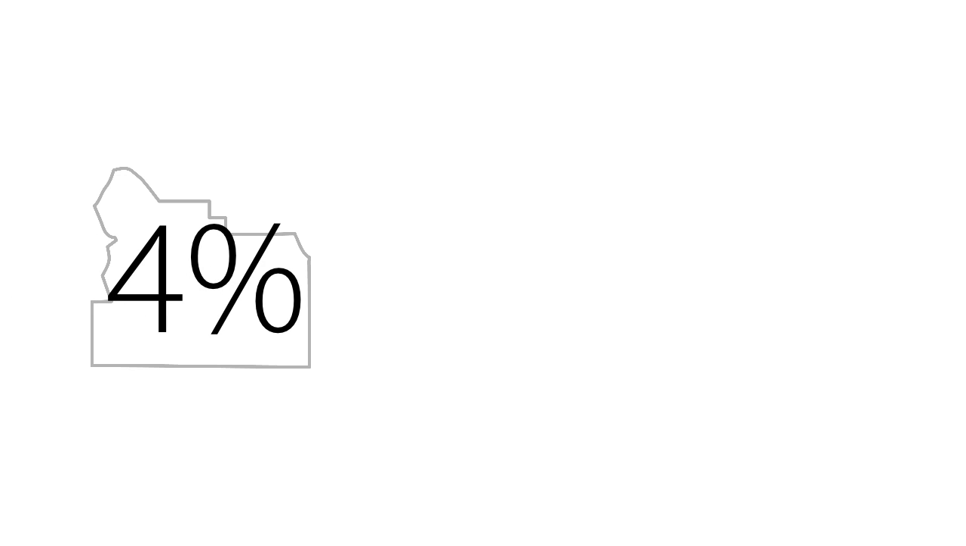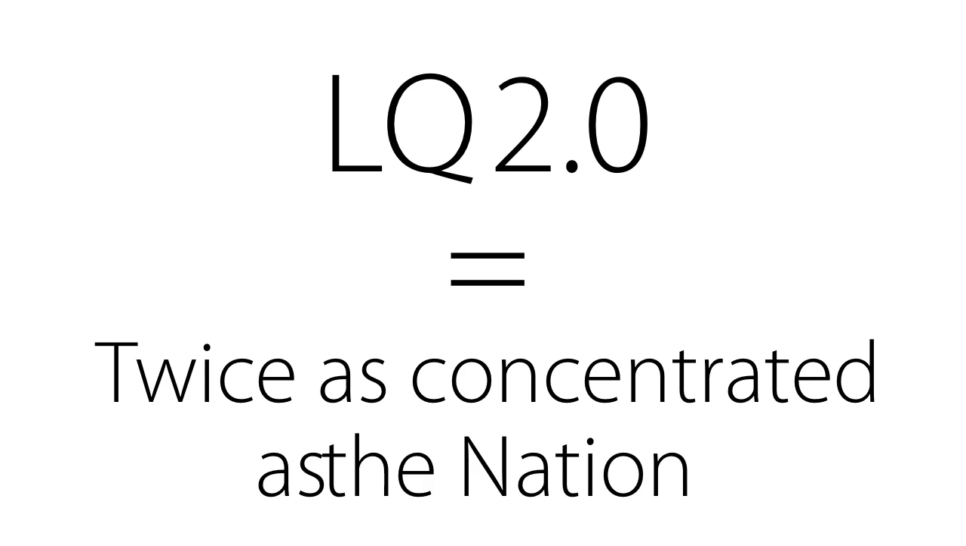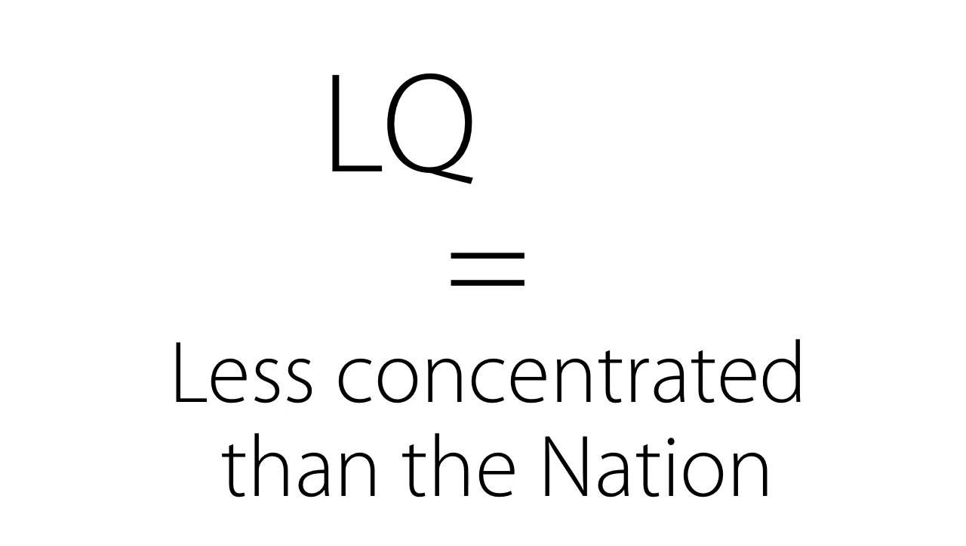But let's say that another region has an office clerk concentration of 4%. 4% regional concentration against 2% national concentration. This new region gets a location quotient of 2.0, twice as concentrated as the nation. Of course, other regions might have office clerk concentrations less than the nation. They're going to end up with location quotients less than 1.